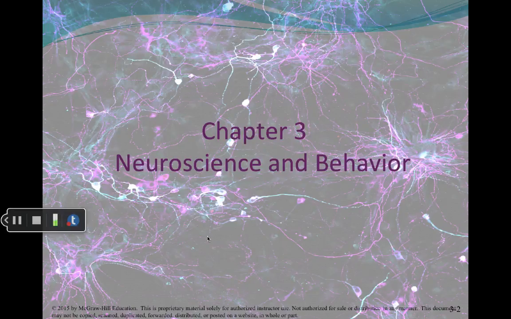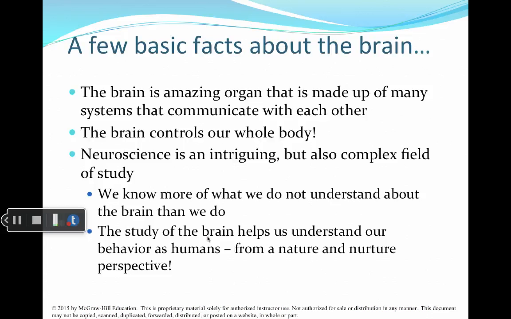Today we will be talking about Chapter 3, which is Neuroscience and Behavior. This is a picture of what neurons look like in real life in tissue. I think it's a very cool picture, and I'm very excited to be talking about neuroscience and behavior with you today. So let me just start with a few basic facts about the brain.